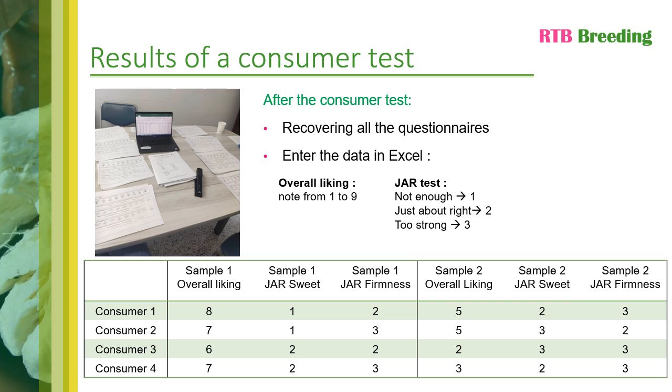Here is an example of the table structure you can use. You will have one row per consumer. The first columns will be for overall liking and the jar tests for different attributes of one sample. Then the next columns will be about the overall liking and the jar test of the following samples, and so on. The last columns on your table, which are not shown here, will be used to enter the general data.